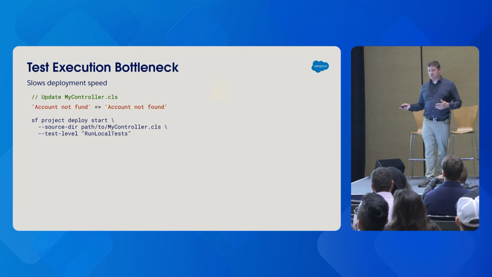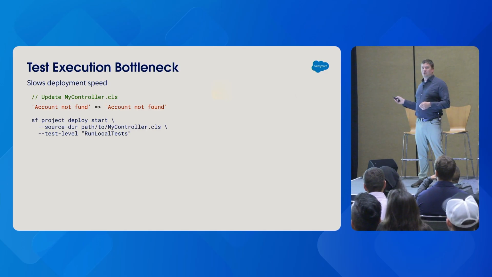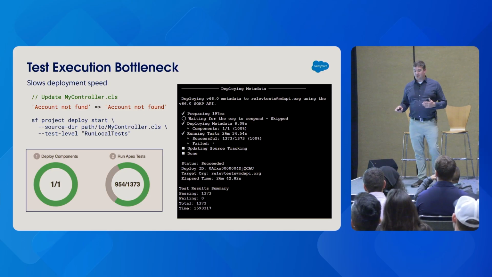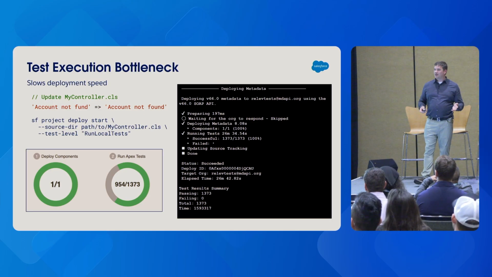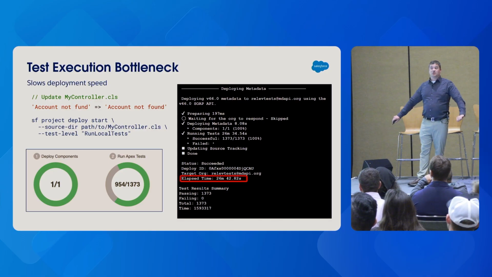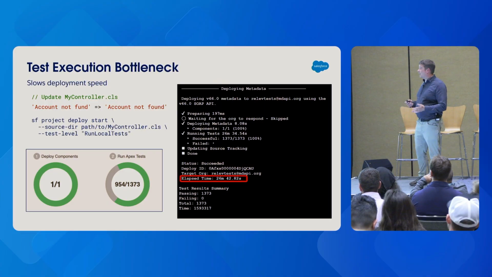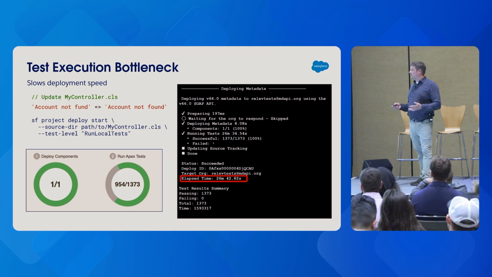I fixed that spelling mistake, and then I deployed it to my org using run local tests. Depending on the org and how many tests are in there, it may be significant. There could be thousands of tests in that org, and they all run. This particular org can run 1,000 tests in about 26 minutes, so they're pretty efficient tests. Your org may take longer, could be hours, depending on how your tests are set up and how many you have. So that's quite a big overhead to deploy one changed character.